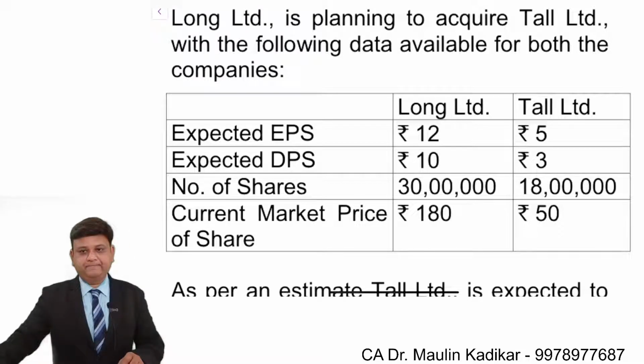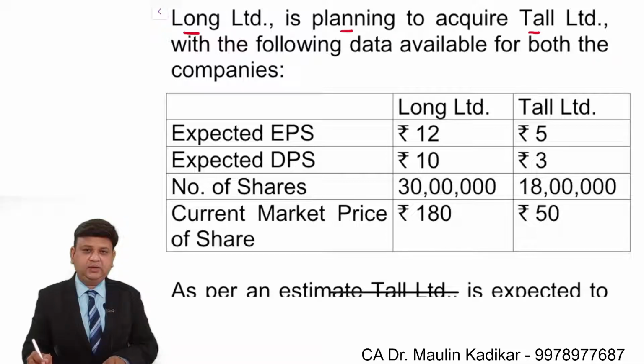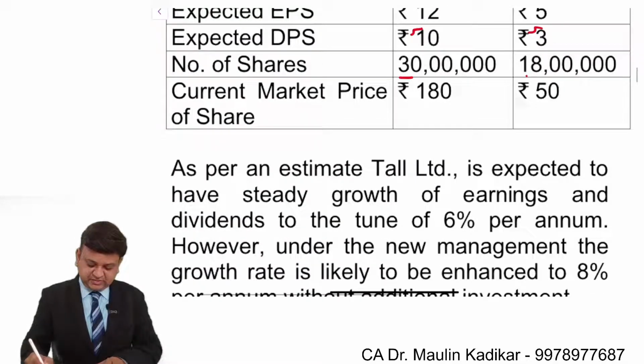Let us see the next question. Long Limited is planning to acquire Tall Limited. So Long is the acquiring company and Tall is the target company. With the following data available for both the companies: expected earning per share is given, expected dividend per share is given, number of equity shares are given, and P0 is provided to us.